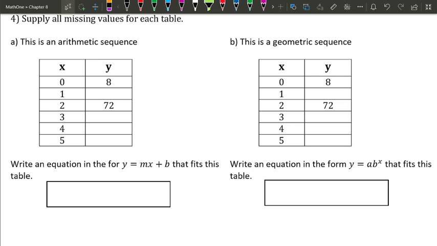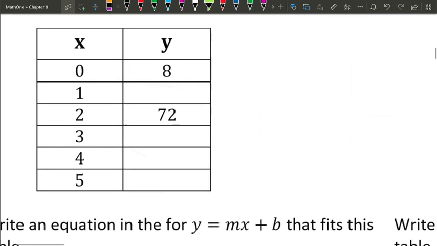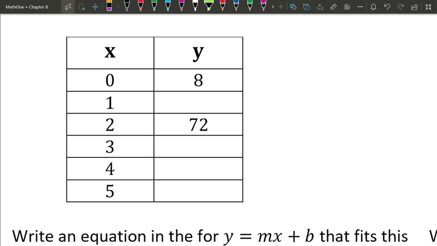Question 4, we are asked to supply all missing values for each table. Part A says this is an arithmetic sequence. Okay, so if it's arithmetic, that means I'm adding the same thing again and again. So I'm going to jump from A to 72 by adding the same number twice. And I can figure what that number is.